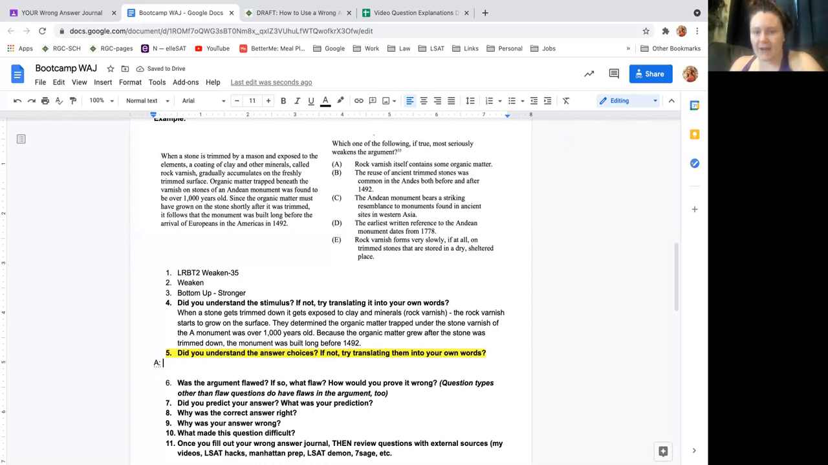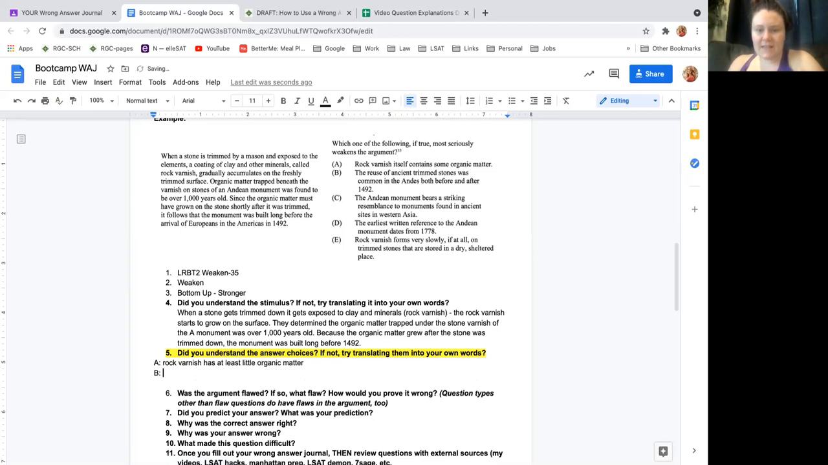So for that, I would say rock varnish has at least a little organic matter. Or for B, I would say, so it was common for Andes to reuse ancient trim stones.